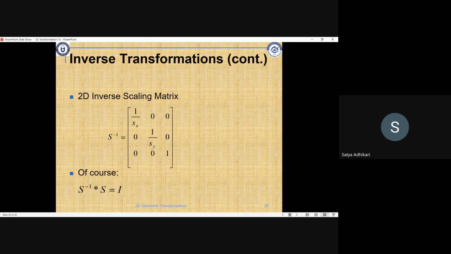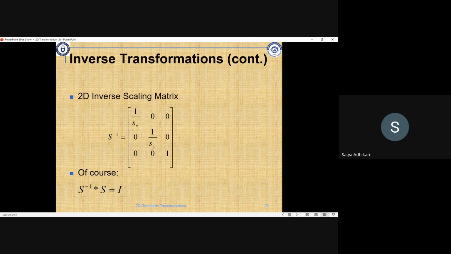2D inverse scaling matrix. You see Sx is multiplied here in the previous one, but in the inverse scaling matrix, Sx is divided. That is, multiplying 1 by Sx. That means Sx is divided. So suppose you change the size of an object by using the scaling transformation, but now you want to reverse your scaling operation. That is, you want to retain the original size. So now apply the inverse scaling matrix.